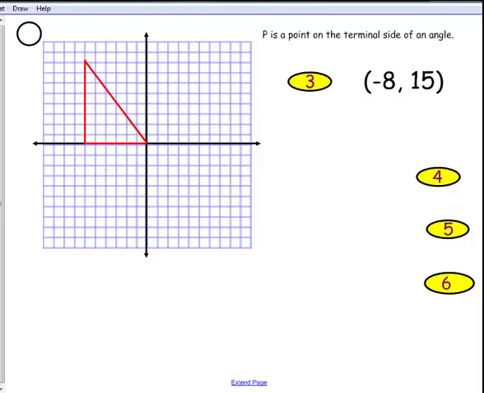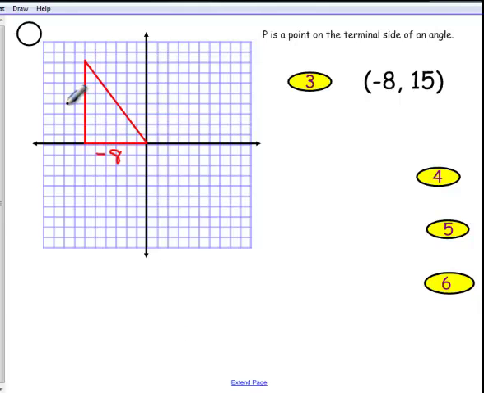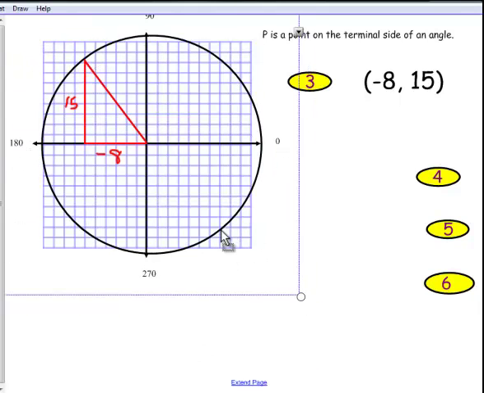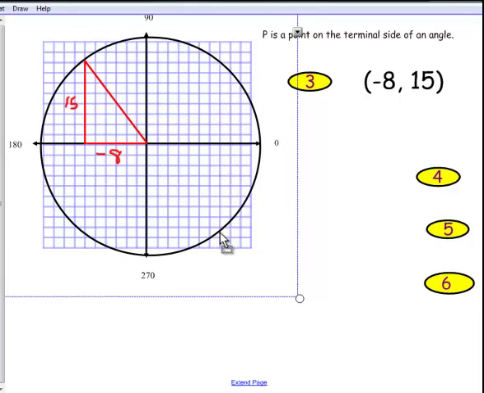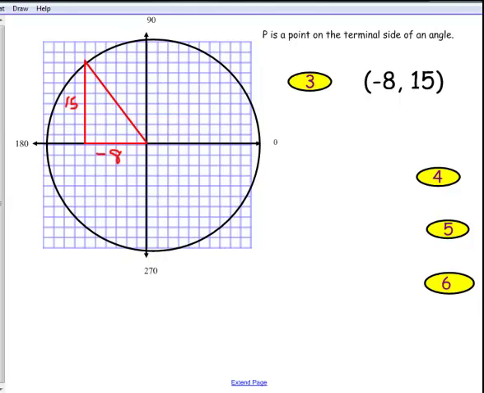And there, I've created my triangle. So let's label it -8, 15. And if I want now, I can draw my unit circle, which I have conveniently drawn over here. And it's going to look roughly like that.